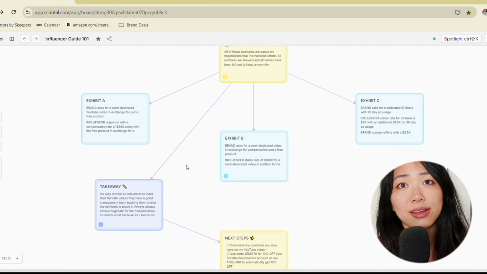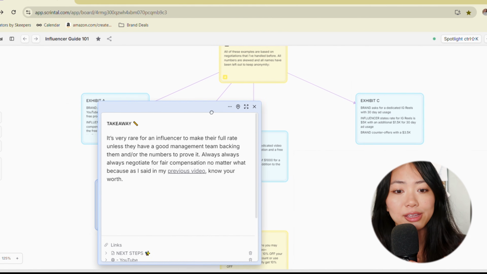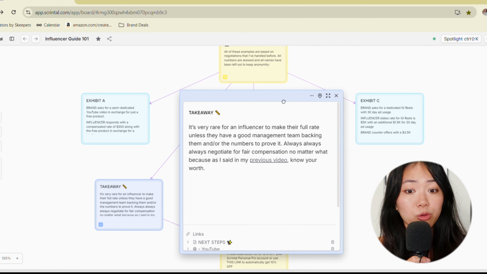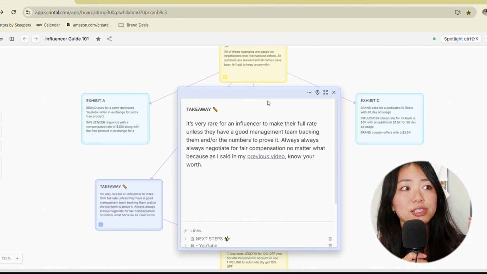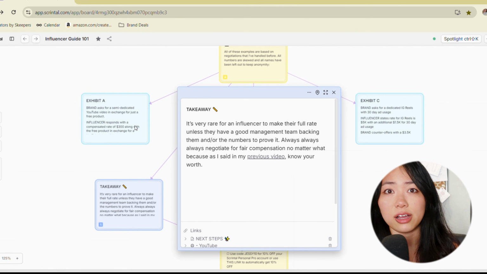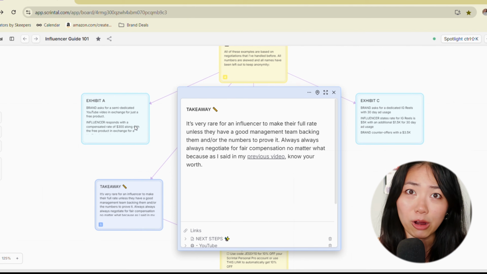And don't forget what I said about paying attention to the usage rights, ad usage or whitelisting, exclusivity rights, and also licensing within contracts. Make sure that you put a hard deadline on how long they can use your content for.